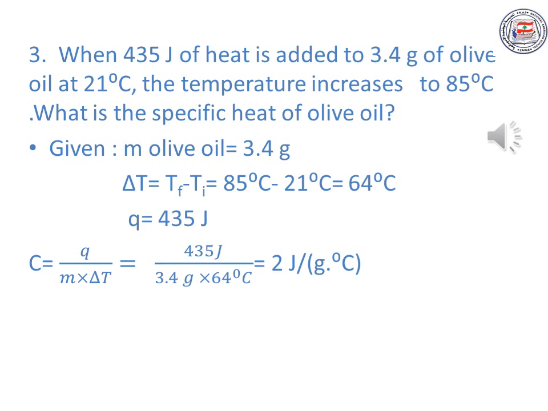So we write the specific heat of olive oil equals Q divided by mass times delta T equals 435 joules divided by 3.4 grams times 64 degrees Celsius, and the answer is 2 joule per gram degrees Celsius.